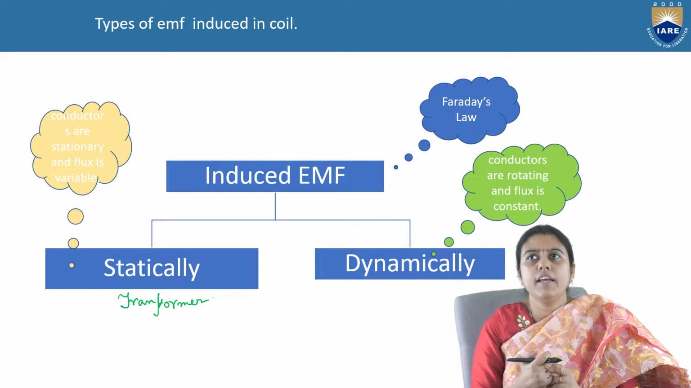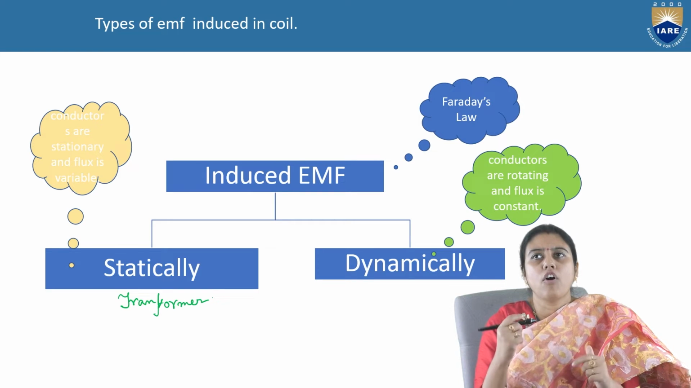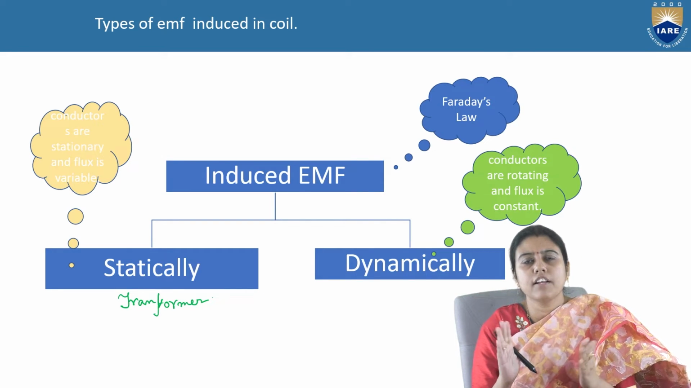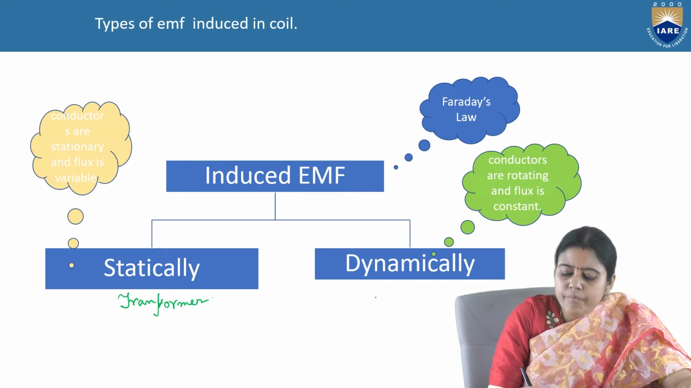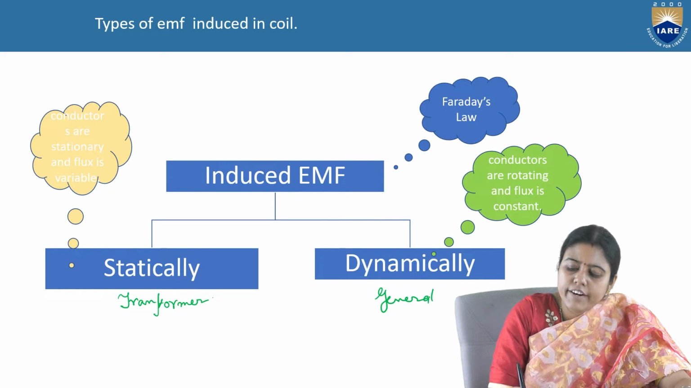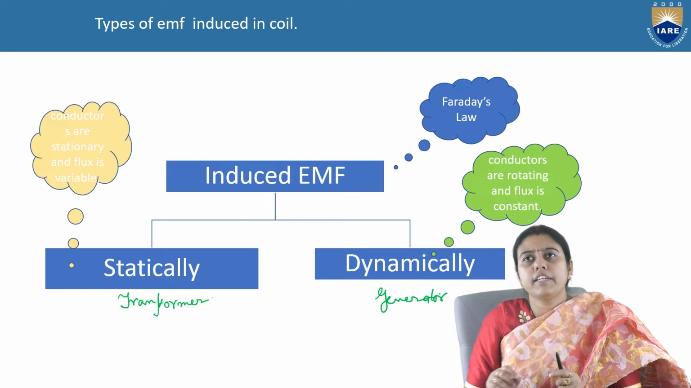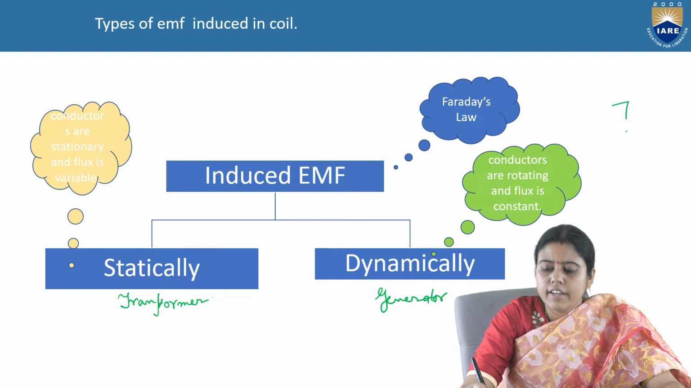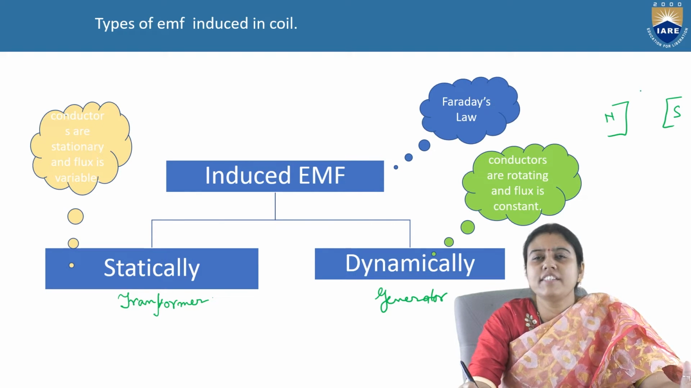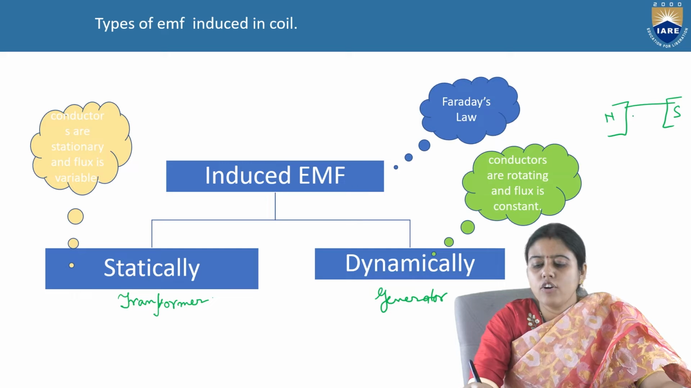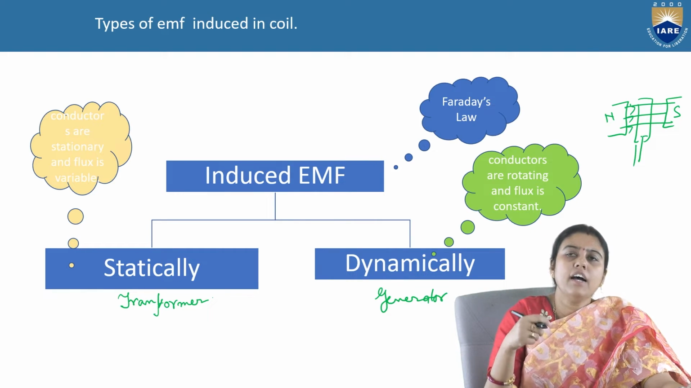In the dynamically induced EMF, the conductors are rotating and the flux is constant. This is known as the generated EMF. So what is the meaning of the generated EMF? As we told here, North Pole and South Poles are there. These are fixed. This is called the stator of a generator. Stator came from the word static. And there are North Pole and South Pole. So we are using the prime mover, we are rotating the coils.